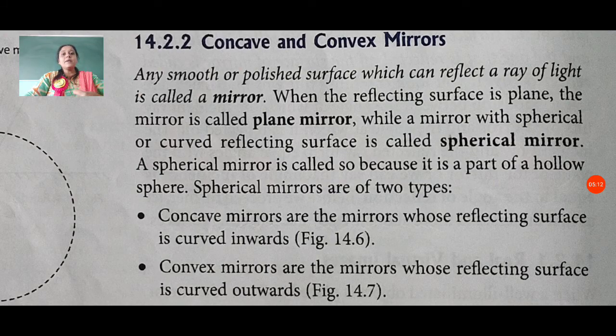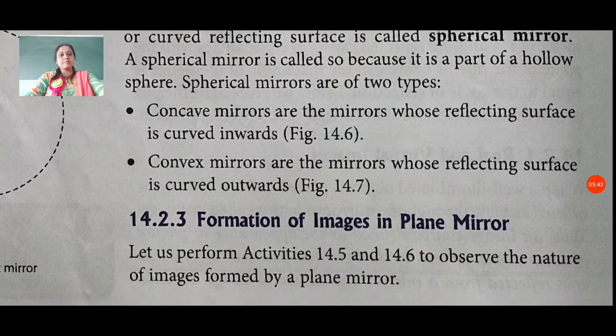A spherical mirror is called so because it is a part of a hollow sphere. Spherical mirrors are of two types, concave mirror and convex mirror. Concave mirrors are the mirrors whose reflecting surface is curved inwards. In figure 14.6 you can see the curved one, which you are already familiar with. Convex mirrors are the mirrors whose reflecting surface is curved outwards.